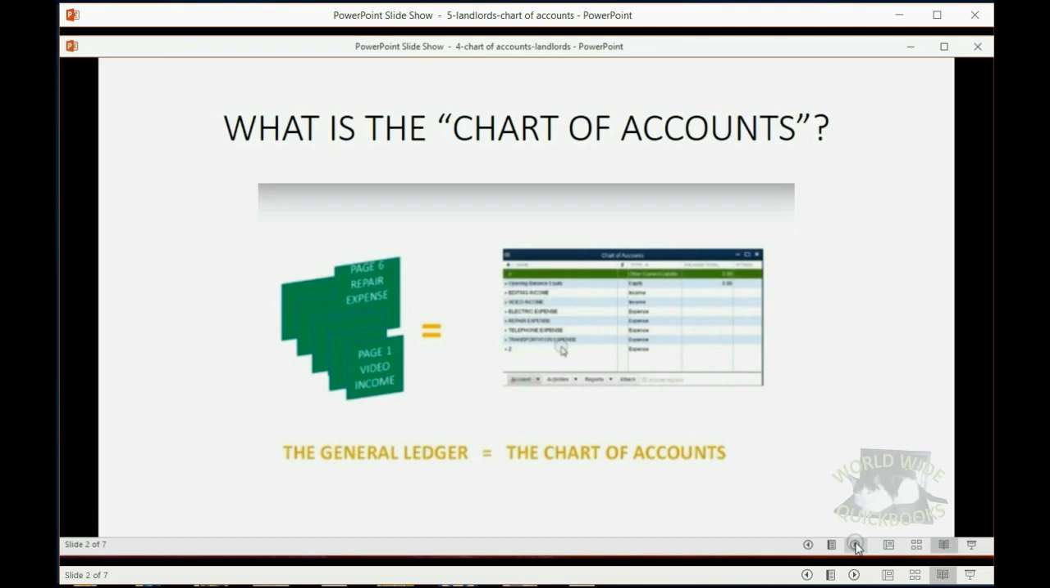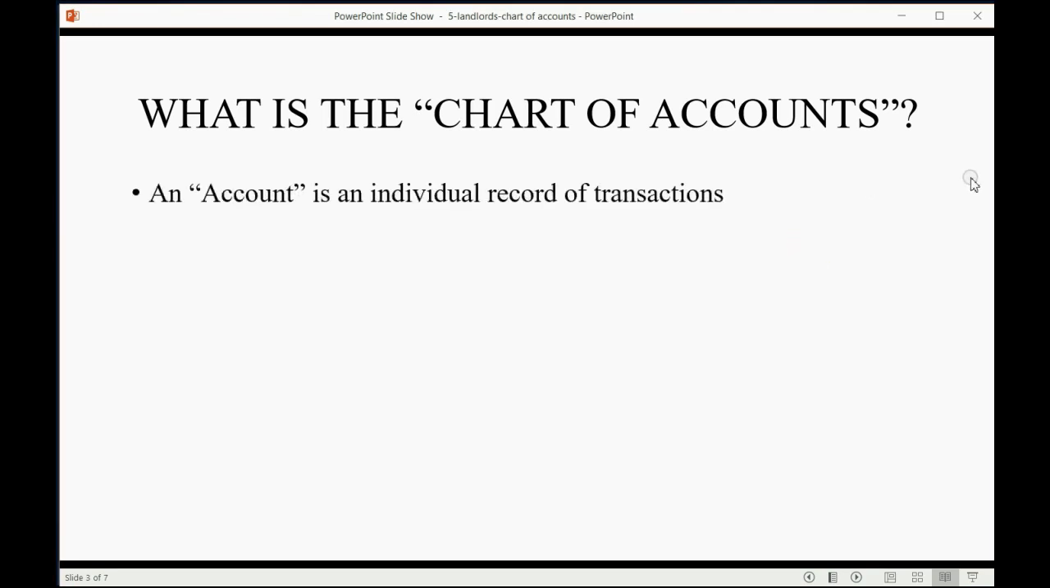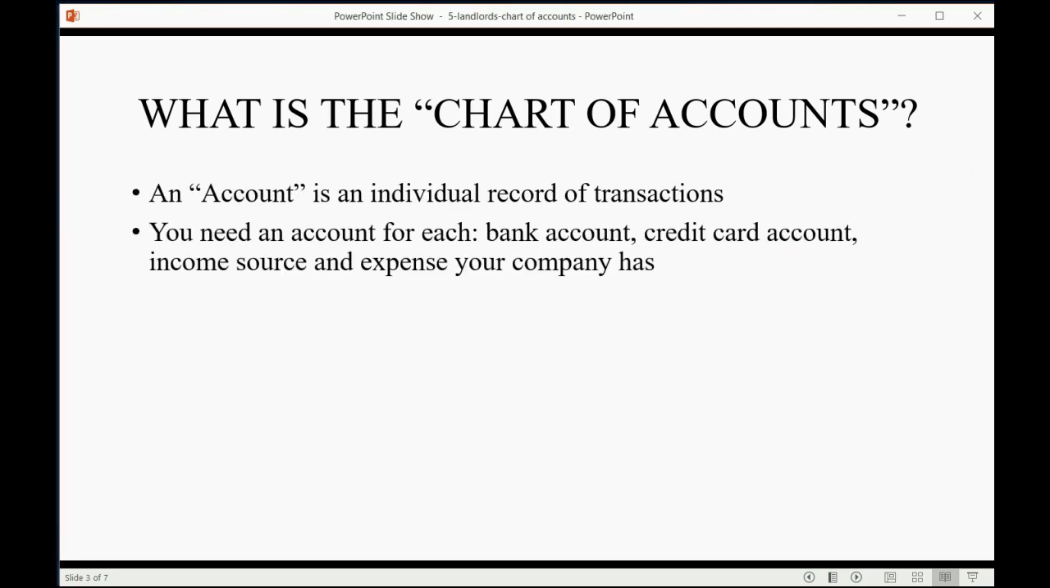Nowadays, we don't call it the general ledger. It's the same idea, but physically it's in the computer, so we call it the chart of accounts. So, an account is an individual record of transactions. You need an account for each bank account, credit card account, income source, and expense that your company has. You will need other accounts as well, but we'll address them in the course as they come up.